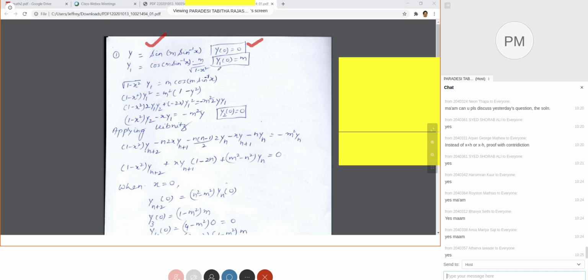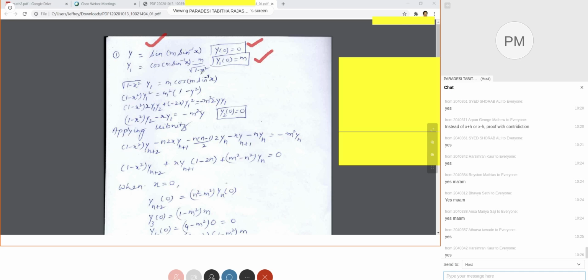Now wherever x is there, put a 0 and check. Cos 0 is 1, m upon square root of 1. So do you get an m? So is the first derivative of y at 0 an m? Any repeat? First derivative of y at 0 is m. Any repeat? No. Okay, so it's clear.